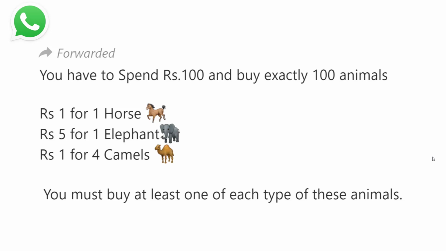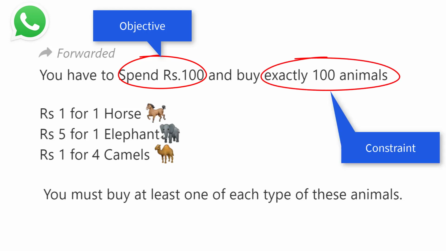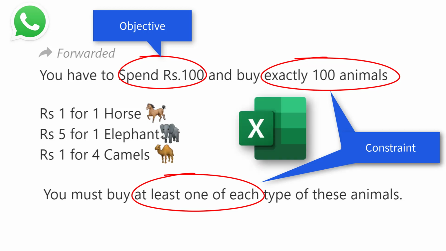The objective is to spend 100 rupees. The condition is that we have to buy exactly 100 animals. That is a constraint. Not just that, we also got to buy at least one of each of these animals, which also is a constraint. Now, let's dive into Excel.